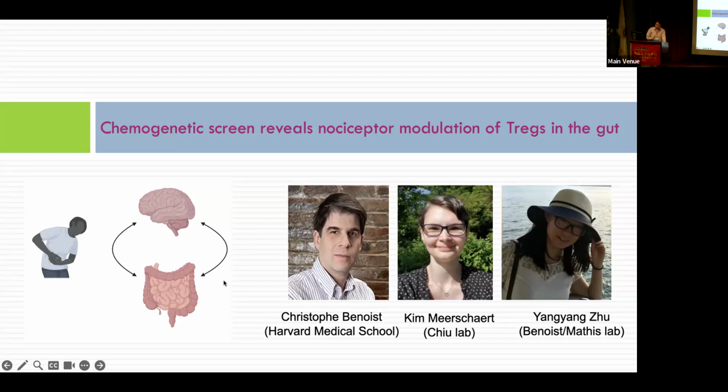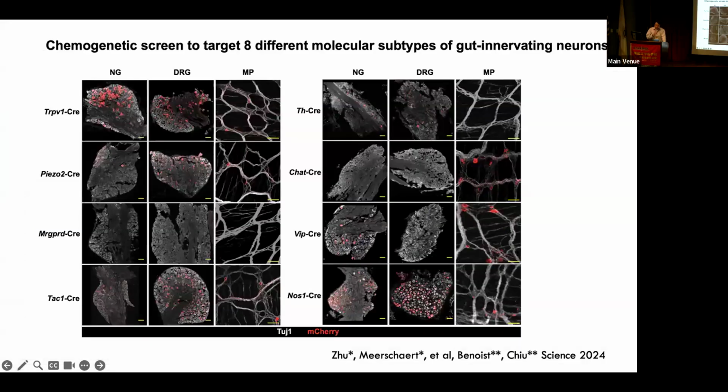So we want to know if we activate different types of neurons that innervate the gut, what happens to the immune system? So we use what's called chemogenetics, a tool where we can target different types of neurons using different Cre lines. There are 8 different Cre lines here. TRPV1 is one of them, which marks nociceptors.